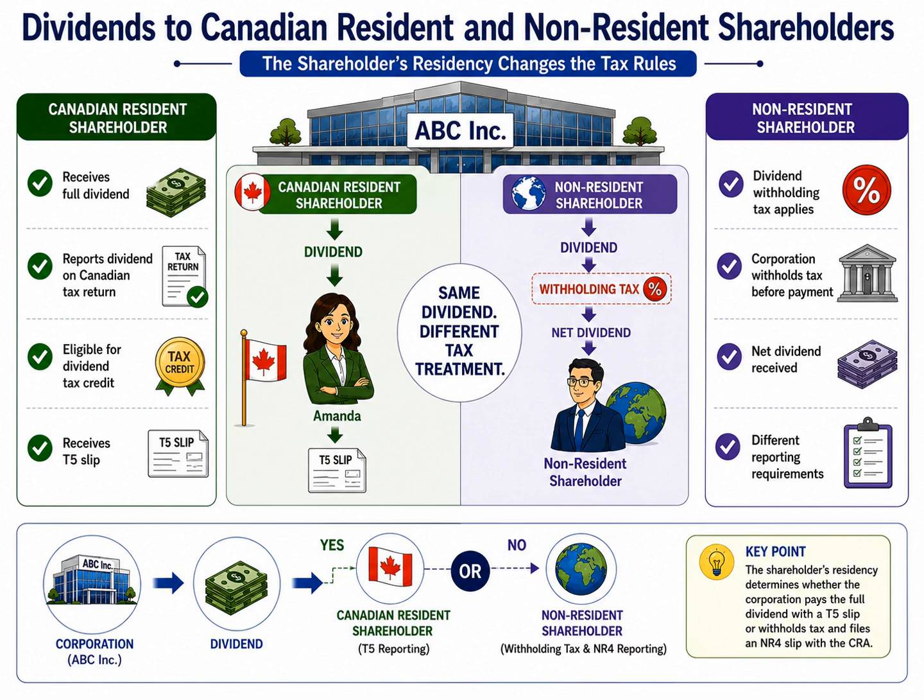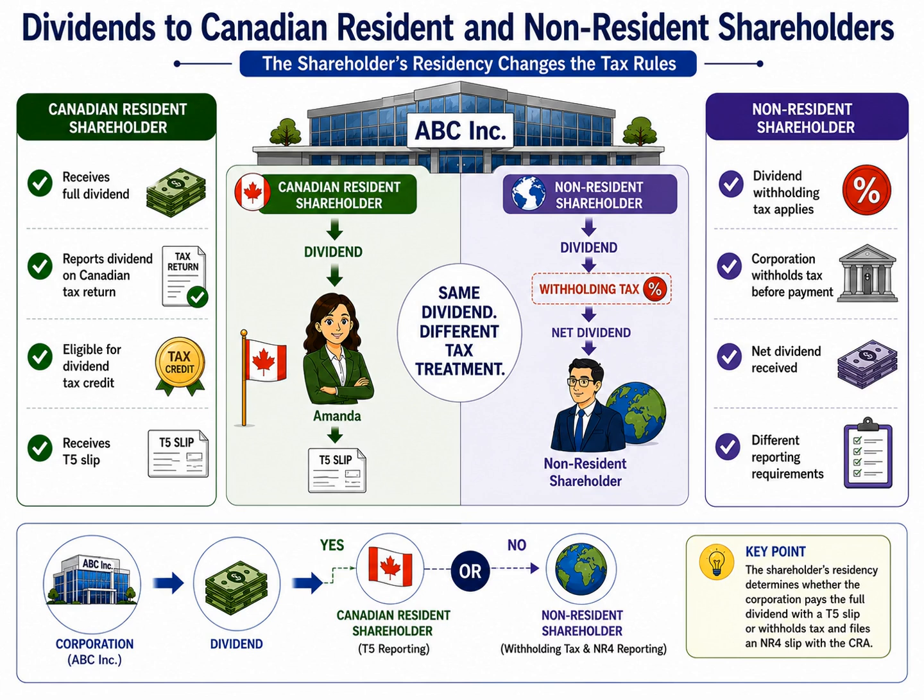The most important point to remember is that the dividend itself may be exactly the same, but the corporation's responsibilities are completely different depending on the shareholder's residency. A Canadian resident generally receives the full dividend and a T5 slip, while a non-resident usually receives the dividend after withholding tax has been deducted and is reported on an NR4 slip.